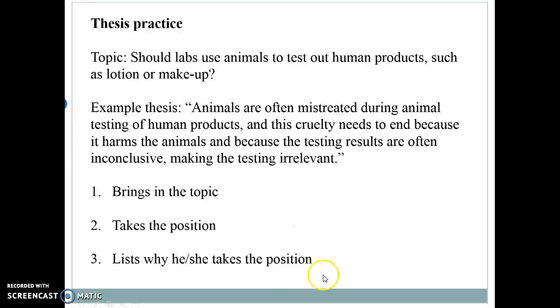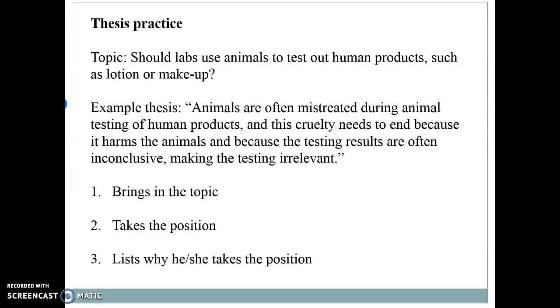I've listed them here. The first component of a strong thesis is that it brings in the topic. The second is that it takes a position or an opinion about the subject. And the third component of a strong thesis is that it lists why he or she, the author, whomever you are, takes that position. So if this topic is asking if labs should use animals to test out human products, such as lotion or makeup, a strong example thesis would state something like, "Animals are often mistreated during animal testing of human products, and this cruelty needs to end because it harms the animals and because the testing results are often inconclusive, making the testing irrelevant."